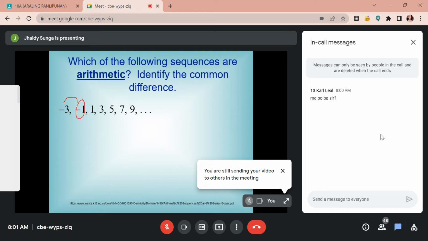Again, also, if we subtract that one, is it arithmetic or not? Carl. Isa, can you repeat po ba? All right, so is it arithmetic or not? It's arithmetic po. Thank you.